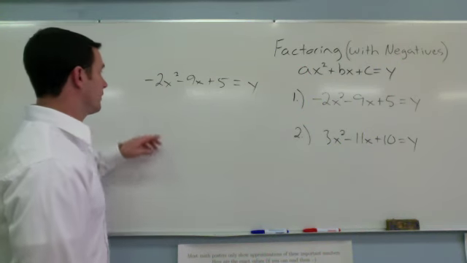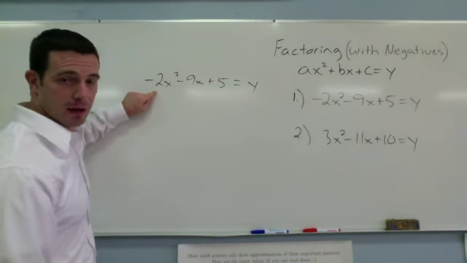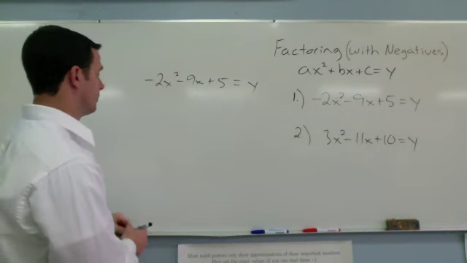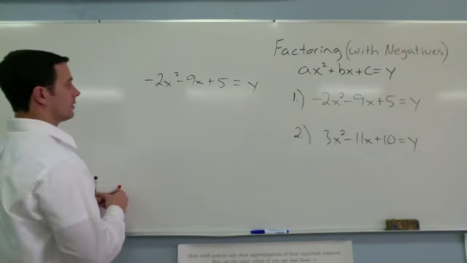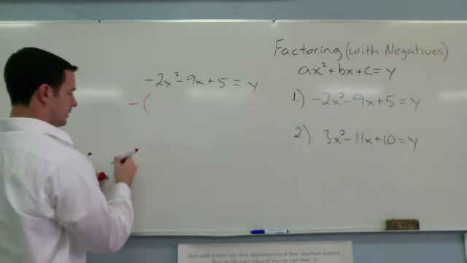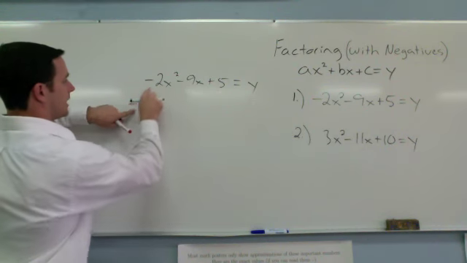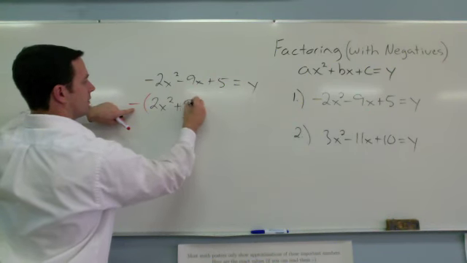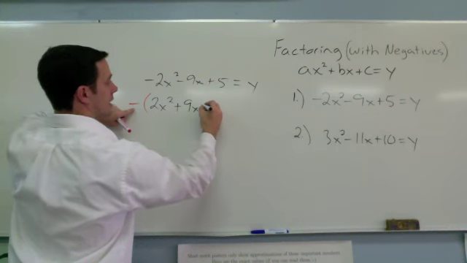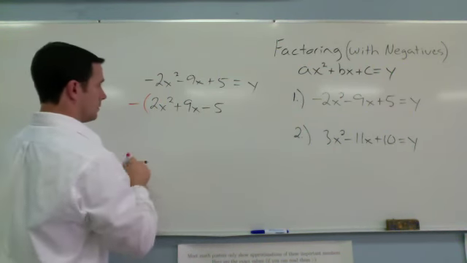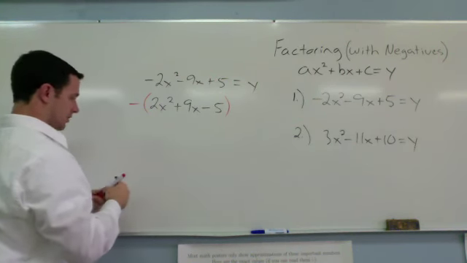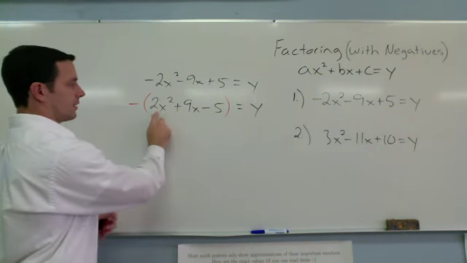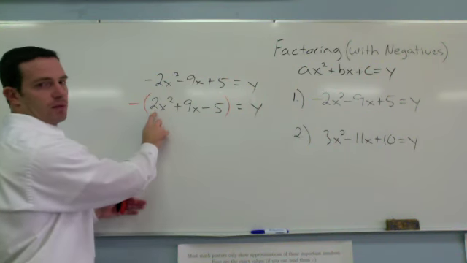Now, if your front term, if your a is negative, don't leave it negative. Factor out the negative by doing this. Negative, parentheses. If I take a negative out of this, it becomes positive 2x squared. I take a negative out of this, it becomes positive 9x. I take a negative out of this, it becomes negative 5. Still equal to y. Alright? Keep the front term positive.